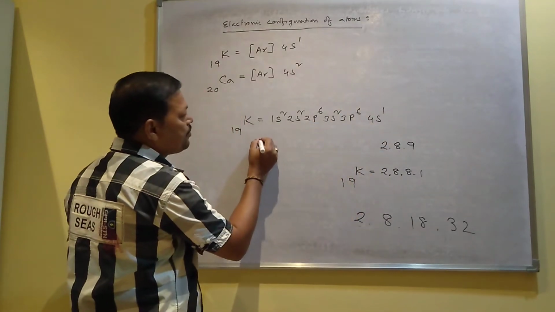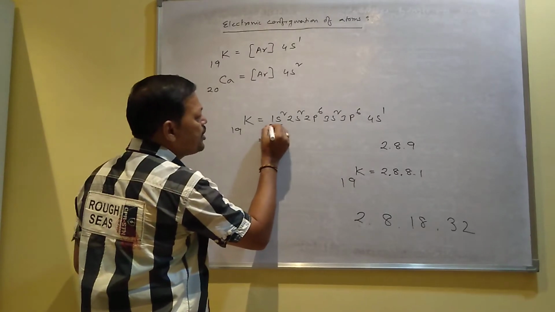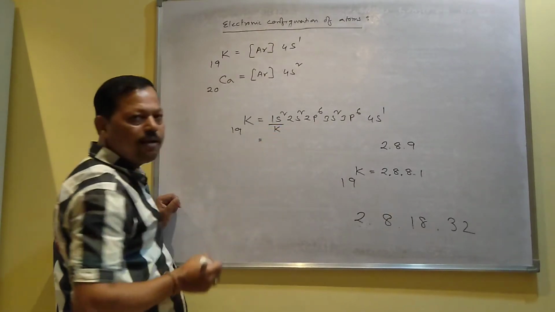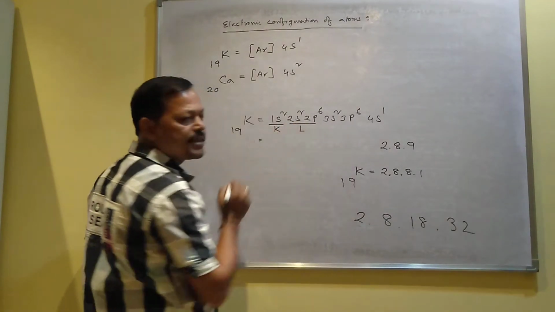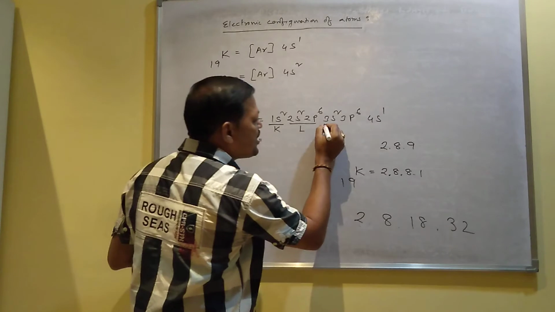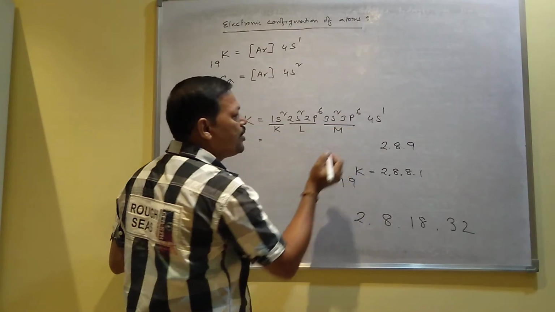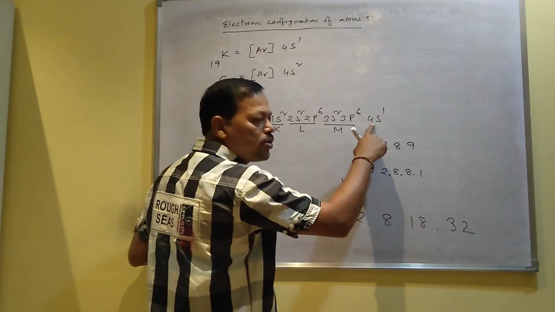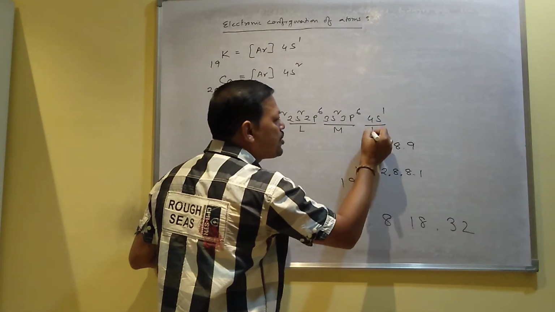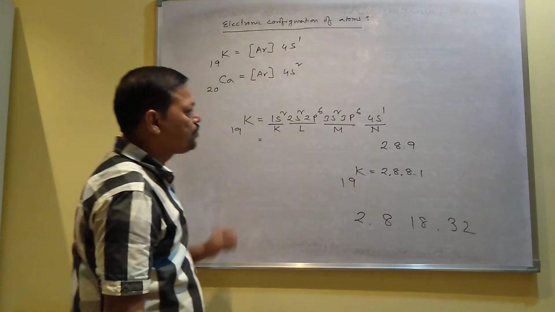Now you have seen 1s. You know this is present in the first shell, I mean the K shell. 2s and 2p are present in the second shell, I mean the L shell. 3s and 3p are present in the M shell, because the quantum number is 3. 3 means the third shell. And this is 4s. 4s means it is present in the fourth shell, I mean the N shell.